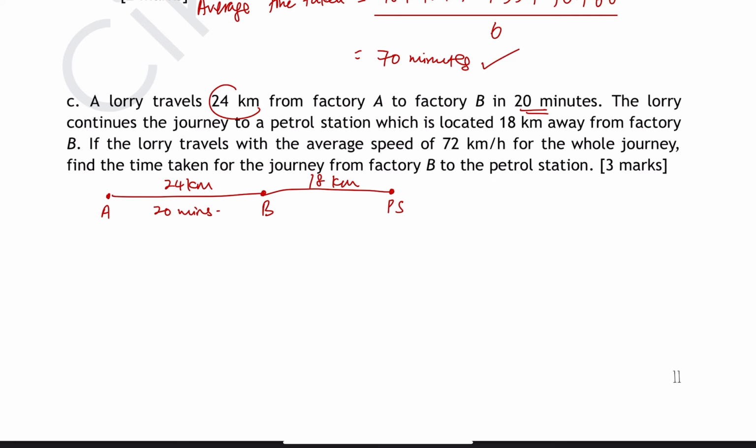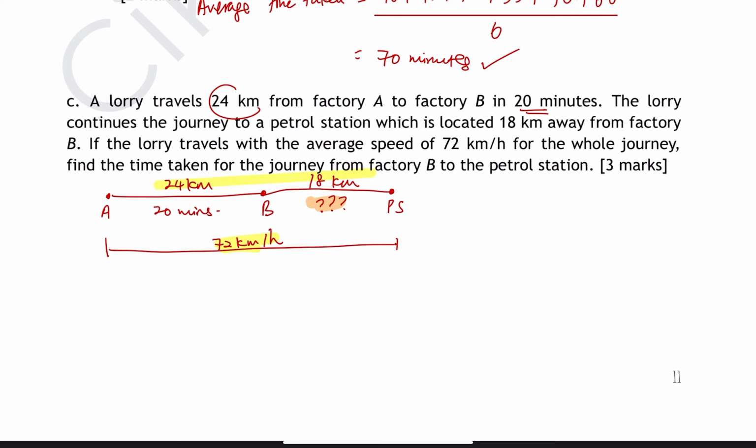Right? If the lorry travels with the average speed of 72 km per hour for the whole journey, everything here, the lorry spends 72 km per hour. Find the time taken for the journey from factory B to the petrol station. So you are looking for this part. Okay, you have no idea what is the total time taken here. So we need to do something in between the total distance here and also the average speed.